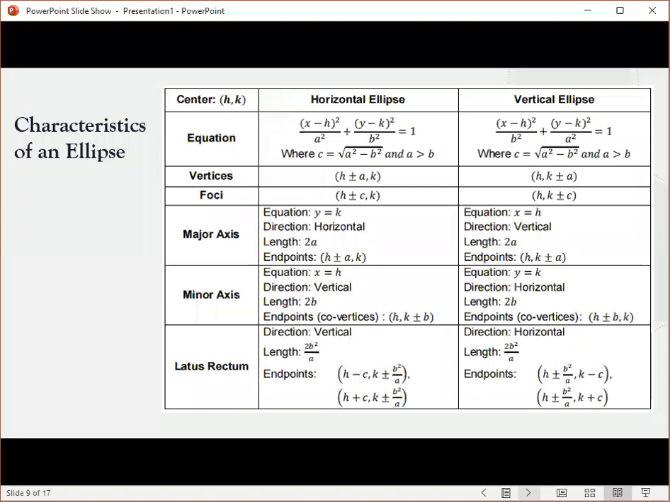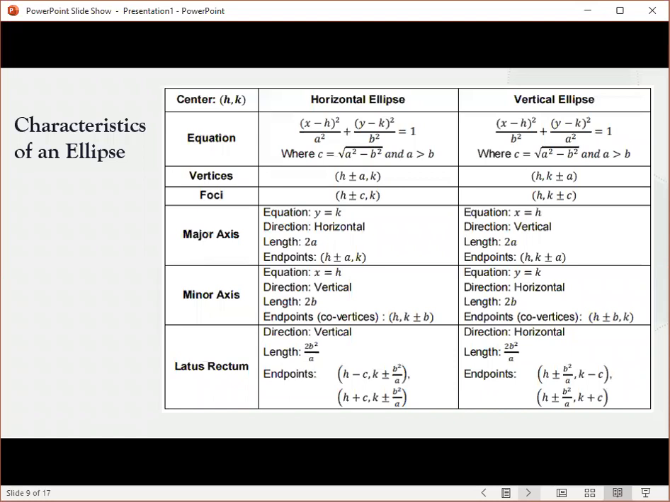Now we have here our characteristics. As mentioned earlier, we have two types of ellipse: the horizontal ellipse and the vertical ellipse. When we talk about a horizontal ellipse, it means the direction of your major axis is horizontal.